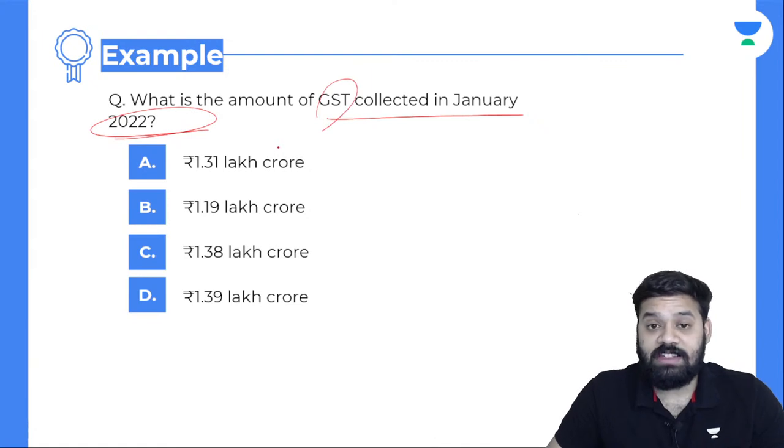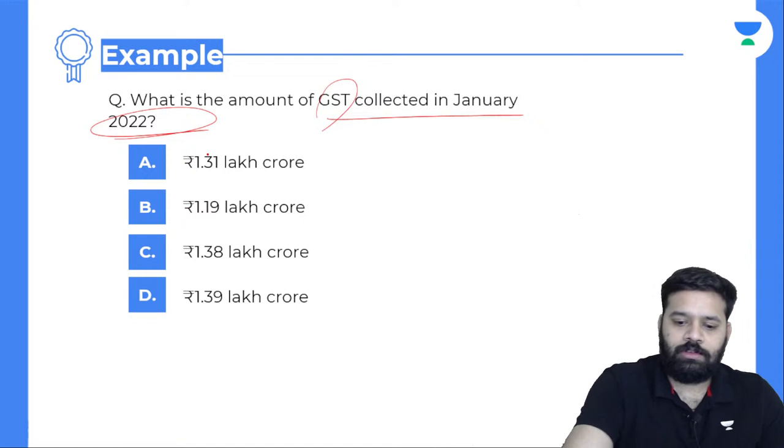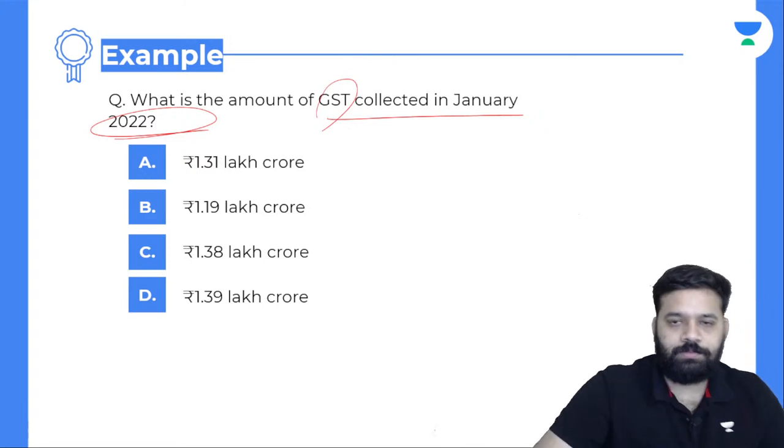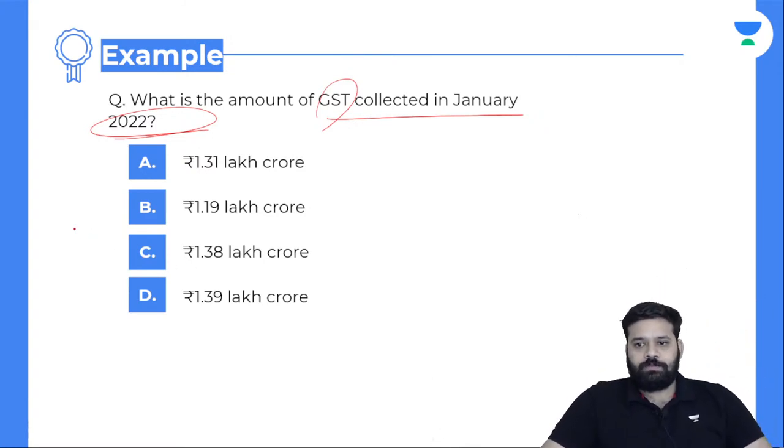Moving forward, what is the amount of GST collected in Jan 2022? The goods and service tax that was collected in Jan 2022: 1.31 lakh crore, 1.19 lakh crore, 1.38 lakh crore or 1.39 lakh crore. Not 52. Good evening. So tell me, what is the amount of GST collected in January?